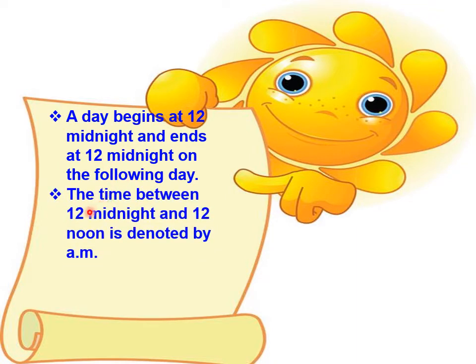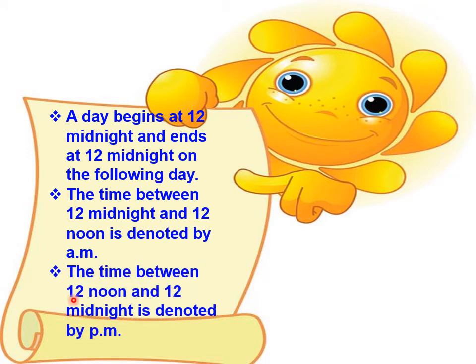The time between 12 midnight and 12 noon is denoted by AM. That is, from 12 midnight to 12 noon the next morning, it is denoted by AM. And the time between 12 noon and 12 midnight is denoted by PM. So after 12 noon o'clock to 12 midnight, we write PM in time.